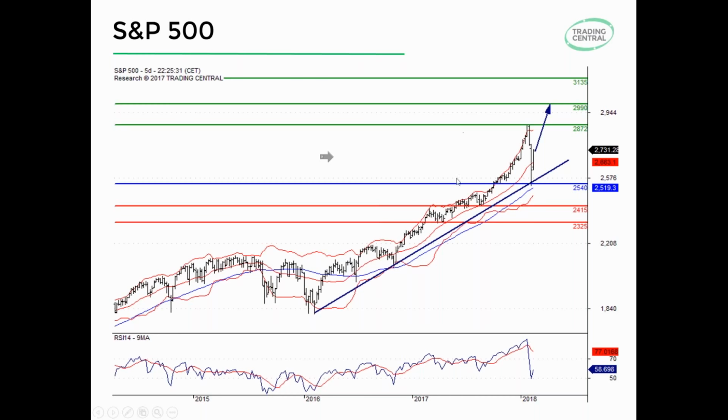Now, in Trading Central, you may be puzzled by those colored lines. It is easy. The green lines mean up targets. There are three green lines, which means our upside targets. And on the bottom, we have red horizontal lines. They are downside targets. And the blue line, this fresh blue horizontal line, is the pivot point.